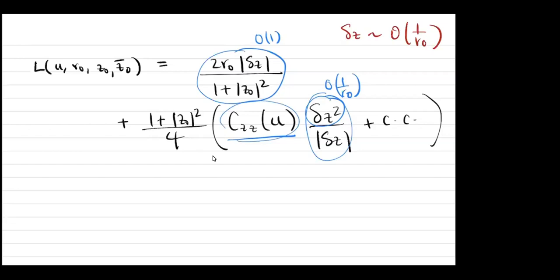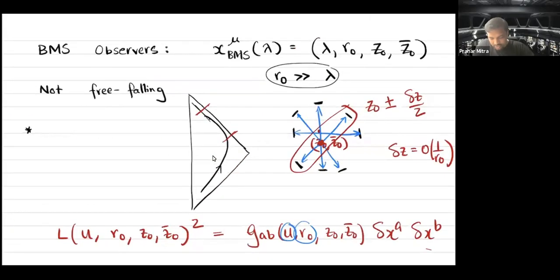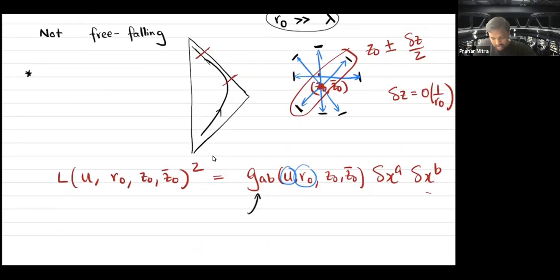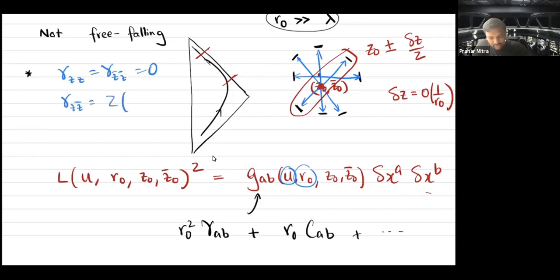Can you show again CZZ, how it appears in the metric? Yes. I'll write it for you right here. GAB evaluated at R0 was simply R0 squared gamma AB plus R0 CAB, plus subleading terms. And I should have mentioned before, I'm working in stereographic coordinates. So gamma ZZ and gamma Z bar Z bar are 0. Gamma ZZ bar is just the metric on the unit two sphere, and because C is a traceless tensor, CZZ bar is equal to 0. So it only has two independent components, the two polarizations of the graviton.